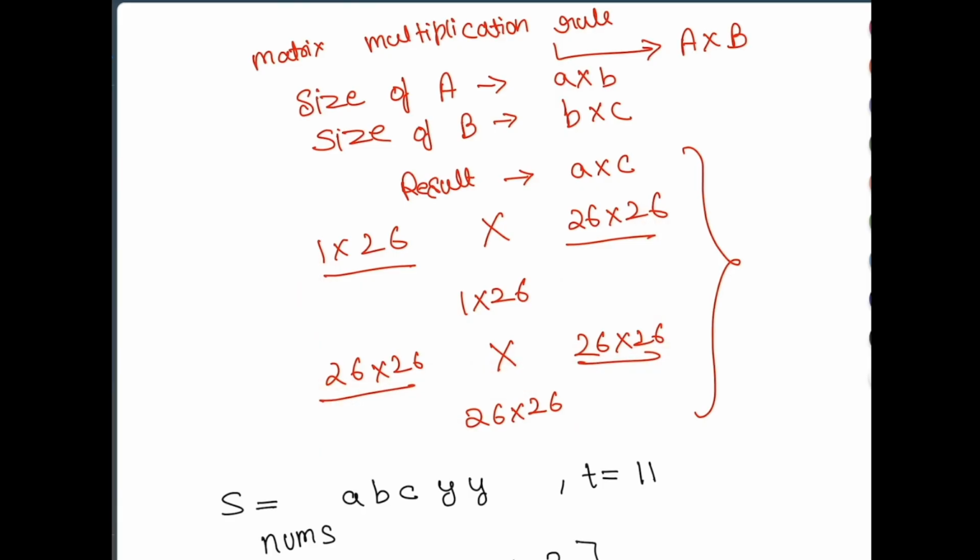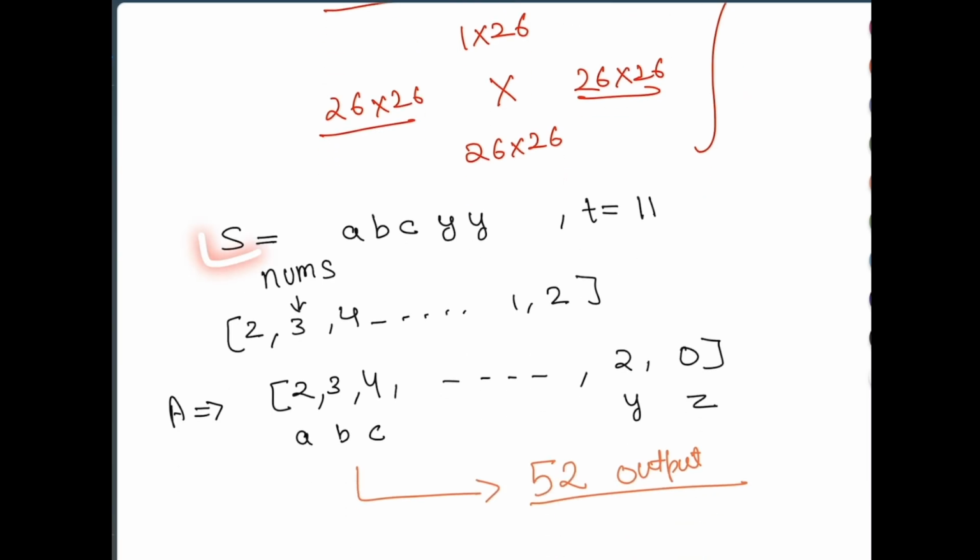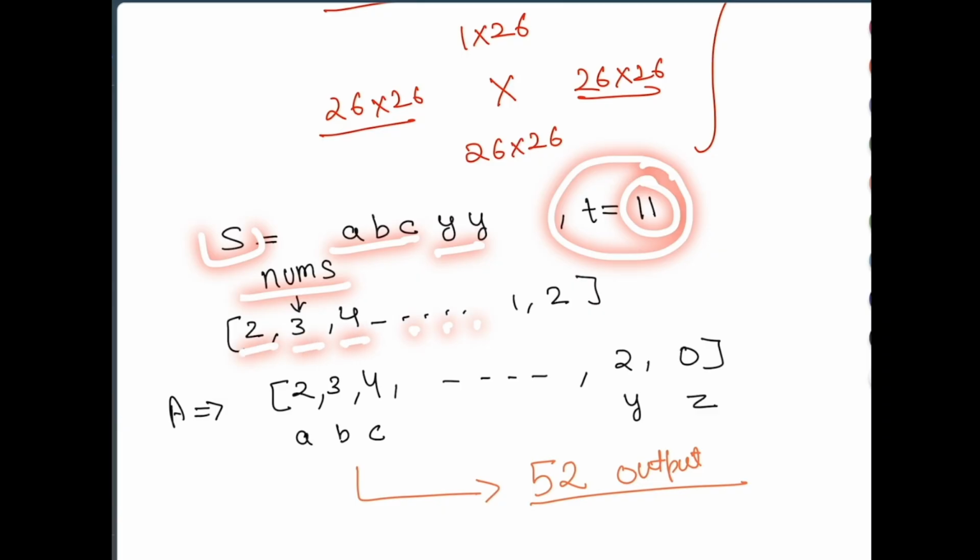Now let us try to understand this optimized approach using this example. I have modified the example number 1. What I have done is, I have set S is equal to A, B, C, Y, Y. The number of times we need to do the transformation is 11. And let us say the nums is 2, 3, 4, then 1, 2.